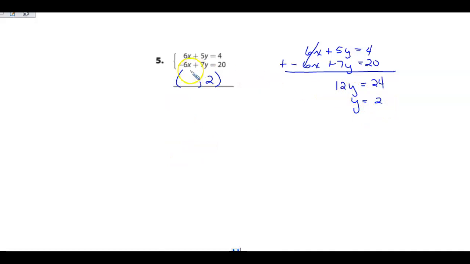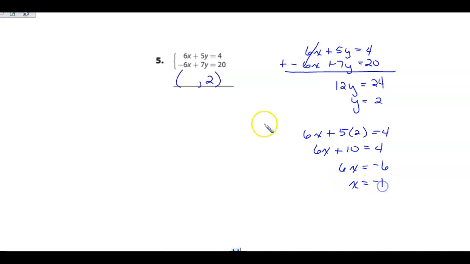Substitute 2 in for either one of these. I'm just going to go ahead and do the first one. So 6x plus 5 times 2 equals 4. I get 6x plus 10 equals 4. Subtract 10 from both sides. Then I get 6x equals negative 6. And then divide by 6 and I get negative 1. So my x is negative 1. So my ordered pair, or my solution, is negative 1, 2 to this system.